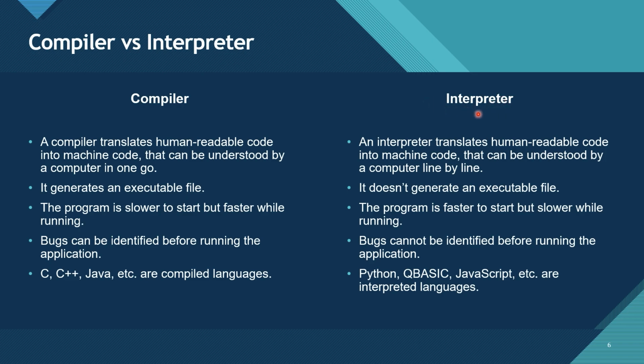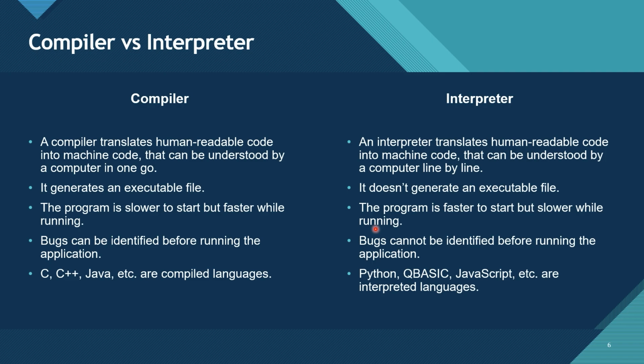But for an interpreter, it's a different story. The program is faster to start but slower while running, which is totally opposite. The interpreter does not have to do the translation before running the application, so it just starts. But while running, for every line of code, it has to translate that line.